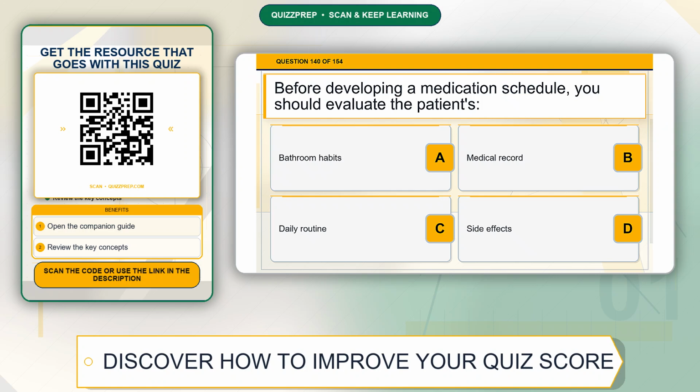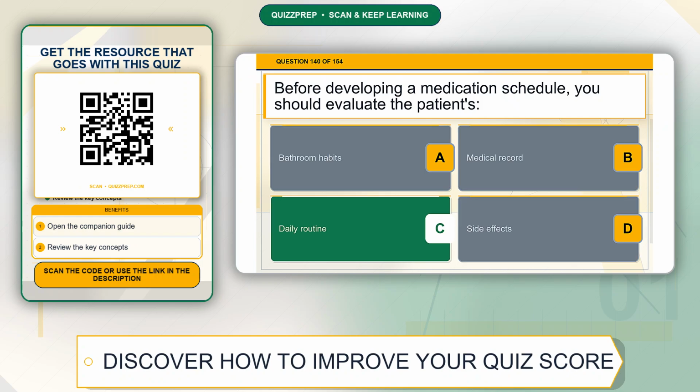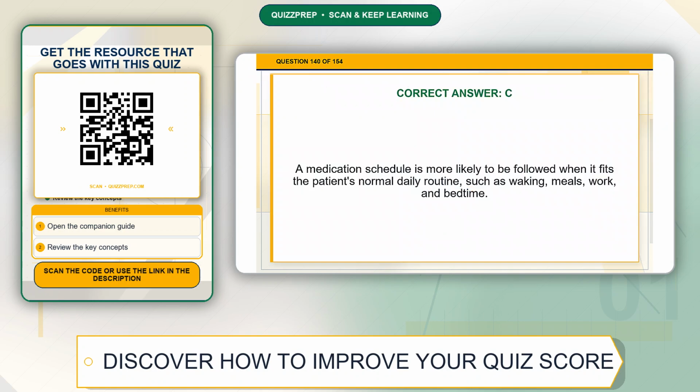Question 140. Before developing a medication schedule, you should evaluate the patient's option A, bathroom habits, option B, medical record, option C, daily routine, option D, side effects. The correct answer is option C, daily routine. Explanation. A medication schedule is more likely to be followed when it fits the patient's normal daily routine, such as waking, meals, work, and bedtime.